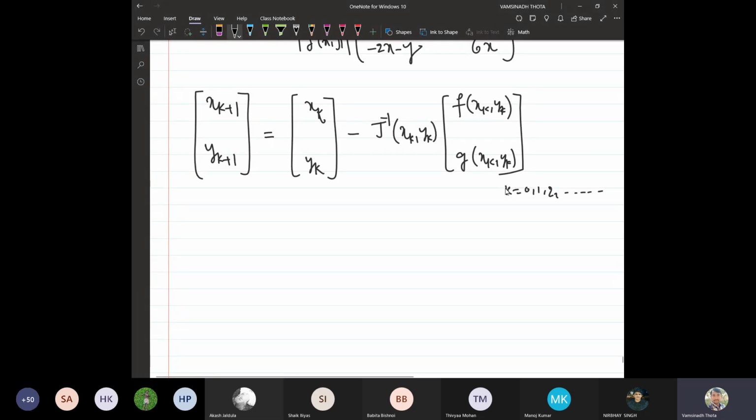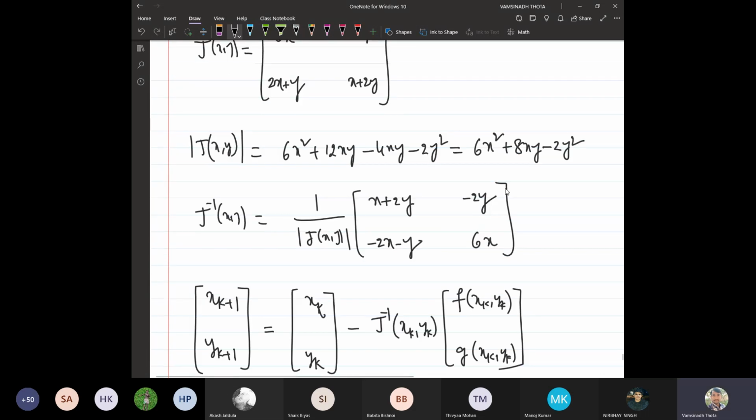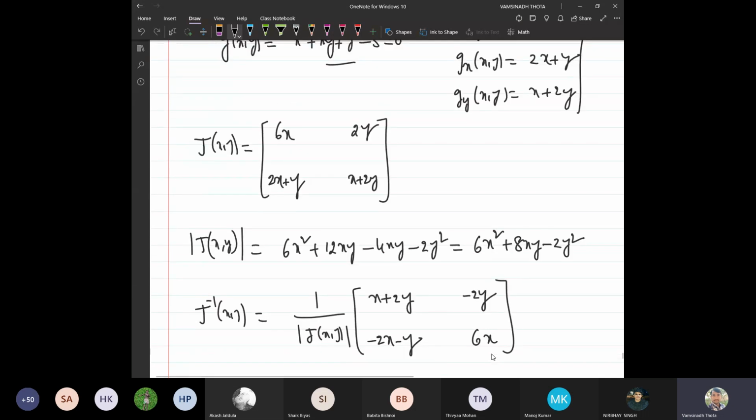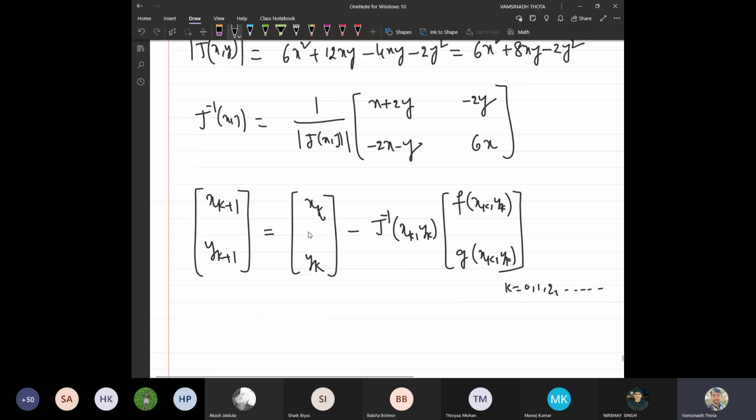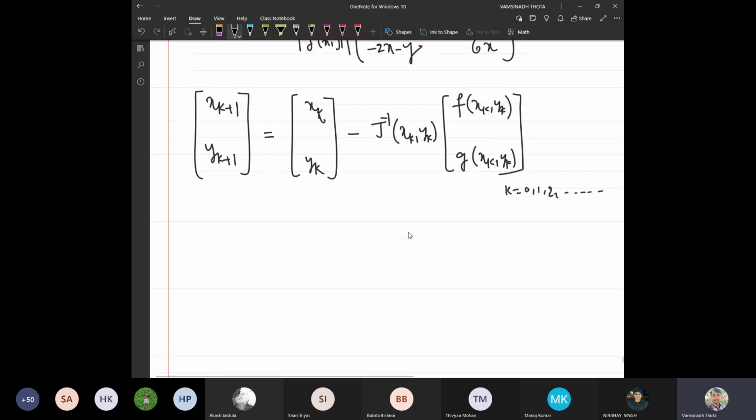Okay, now let us have some. One thing you can do is substitute the j inverse here, along with this determinant also you can substitute. And f at xk and yk, and g at xk, yk also you can substitute. Multiply the matrix multiplication, do the summation, do the subtraction. So finally you will get one equation. But I suggest not to do that one. Why? Because there is a high chance that calculation mistakes might happen. Instead, it is always better to use some tabular form.